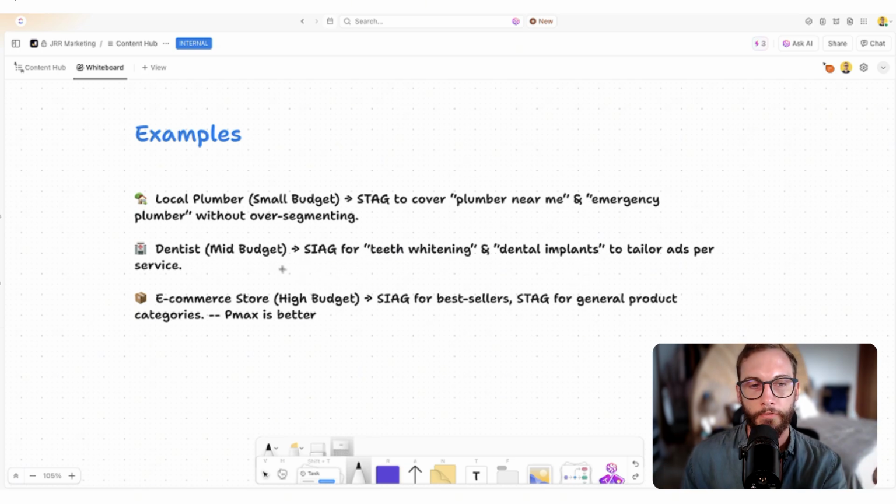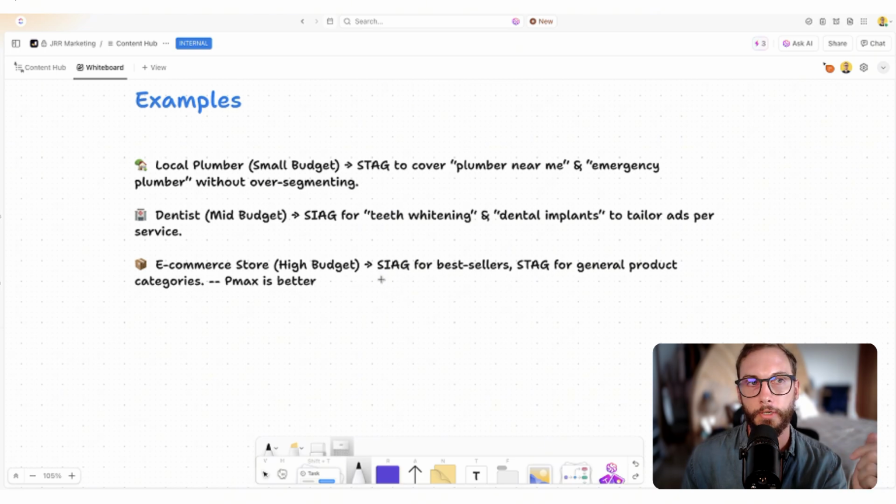For e-commerce stores, if you've got a really high budget or even a moderate budget, you can use SEAG for your best sellers. So use listing groups, use Performance Max as much as possible. But if you're using search campaigns, use SEAG for your best sellers and single theme ad group for more general product categories. So create one search campaign per product category, and you can just go from there and keep testing it.